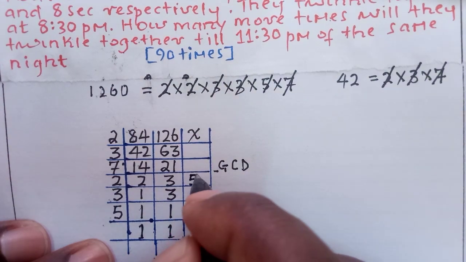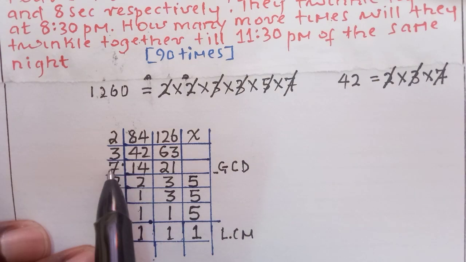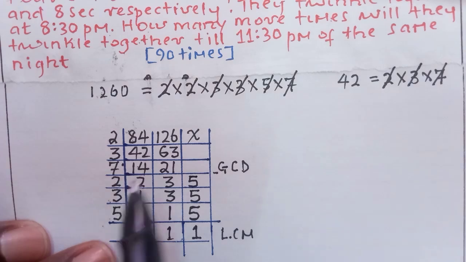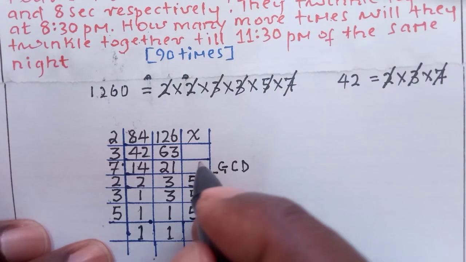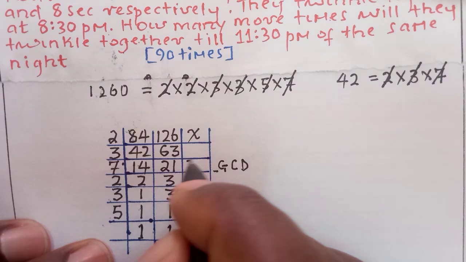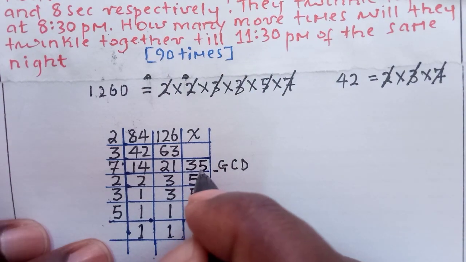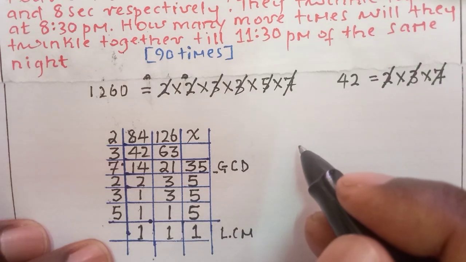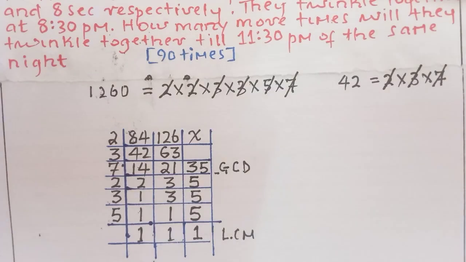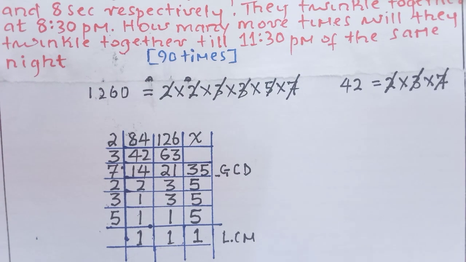But now when we come to the G.C.D, guys, we have now to make sure that it is one of the factors in the 42. So we have to multiply by 7 multiplied by 5. So this is 35, like that. Then we multiply 35 times 3. 35 times 3 is 105.